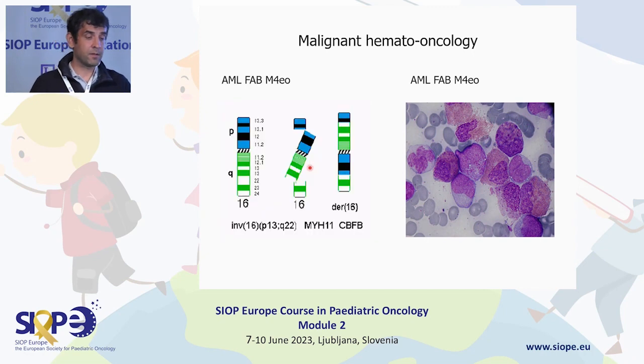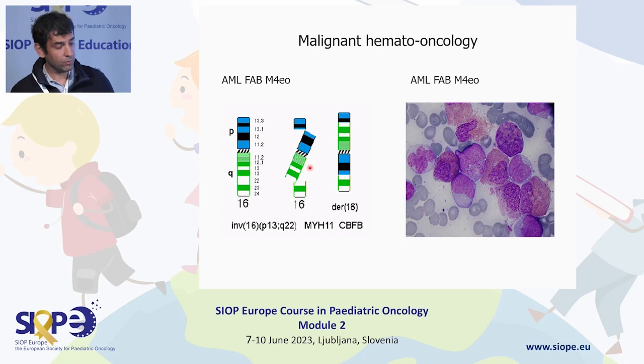Then we have a specific subtype of AML M4. It's AML M4-EO, which is characterized, as you know, by inversion 16. It's a very good prognostic marker, you know this, which leads to the fusion of MYH11 and CBF-beta. And the morphology is characterized by these pathologically looking eosinophilic cells.